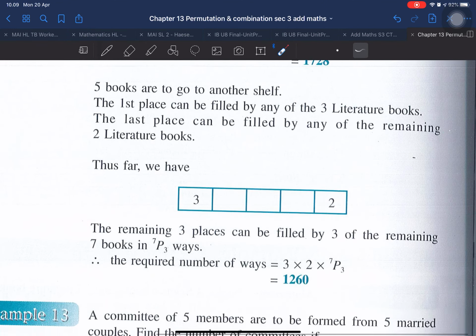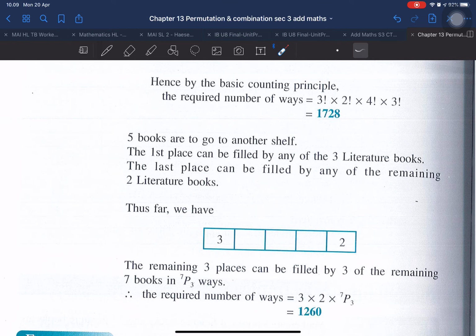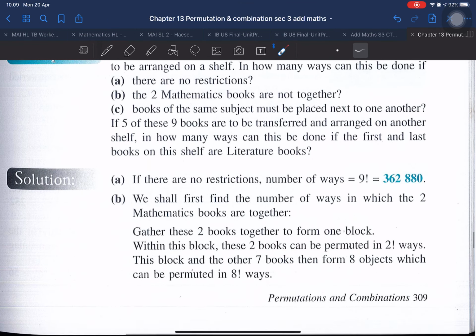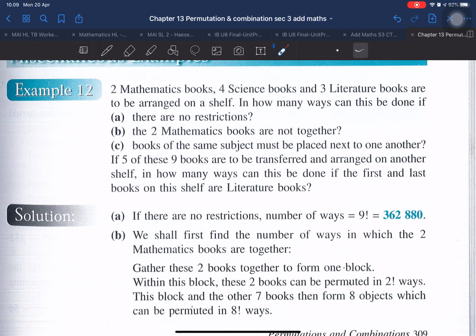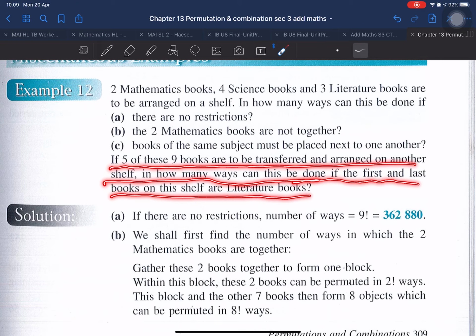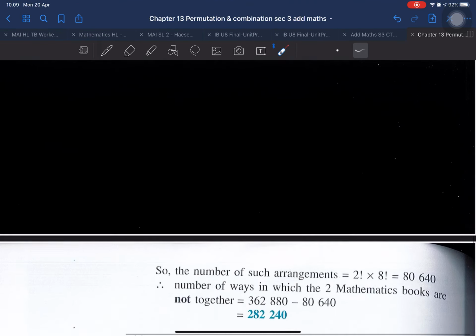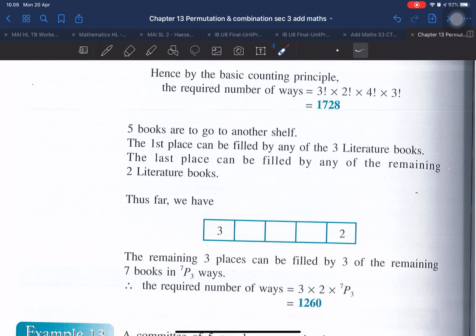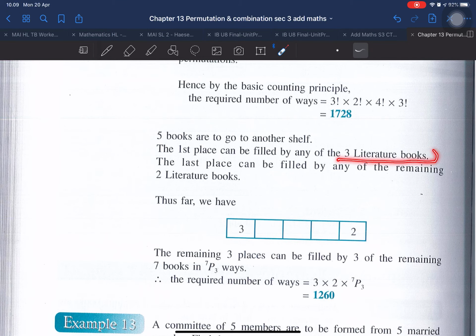Okay? Now, there is another condition. If 5 of these 9 books are to be transferred and arranged on another shelf, in how many ways can this be done if the first and the last book of this shelf are literature books? So we need to know how many literature books there are. Okay, so there are 3 literature books. Choosing 2, we choose 2 out of 3, which is basically 3.